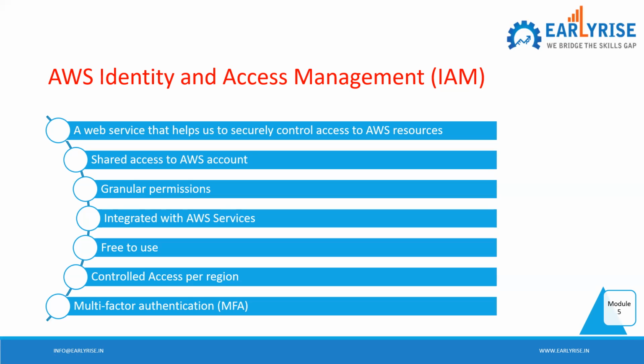So what will happen? Some kind of hardware or software device will be there, and you can implement one additional layer of security. Okay? So an additional code will come, an OTP will come, and then only it will become successful.